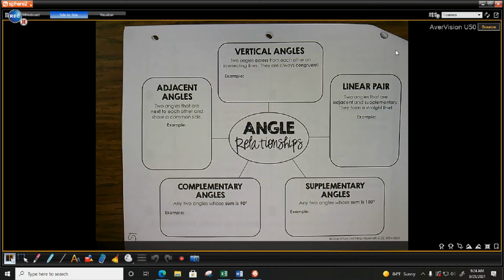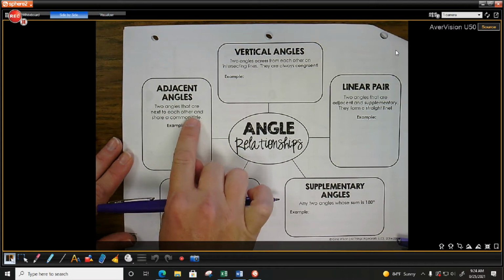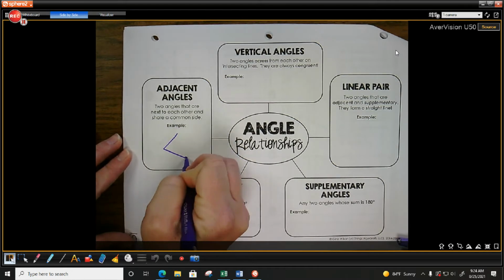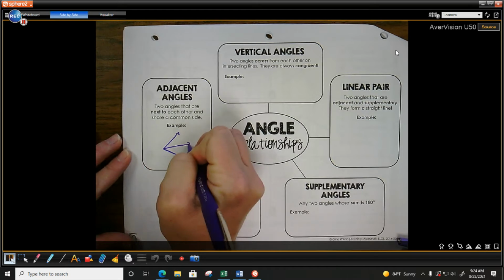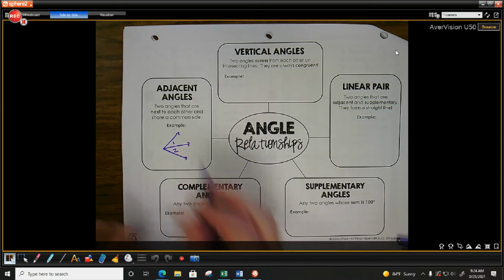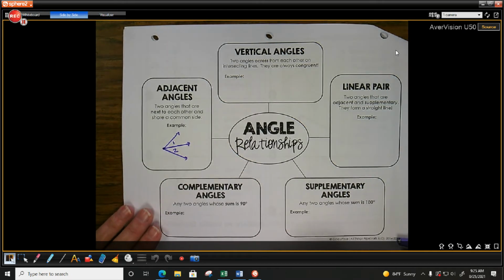Okay, so let's start with our adjacent angles, because we did that last class. Adjacent angles are two angles that are next to each other and share a common side. An example of this would be those two angles. Angle 1 and angle 2 are said to be adjacent angles because they have the same vertex and they share a side. So basically two angles that are touching each other with the same vertex. Are we good with what an adjacent angle is?